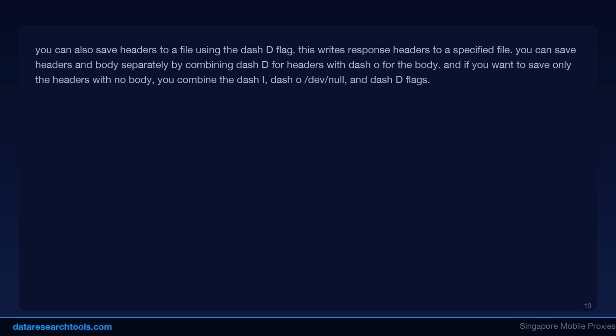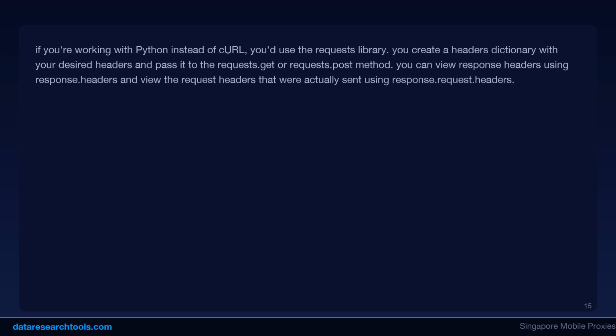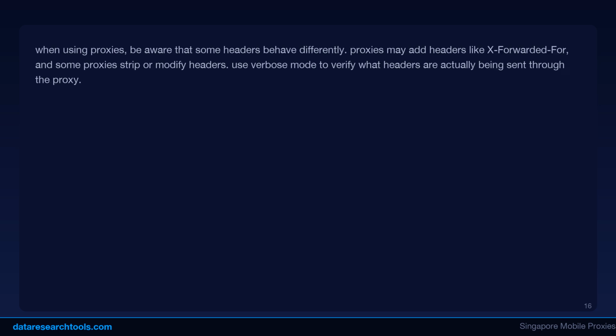Some advanced techniques include following redirects with the location flag while preserving headers, using compressed responses with the compressed flag, setting timeouts to prevent hanging requests, and using proxy headers to route requests through proxy servers for scraping. For proxy integration with cURL, you can specify a proxy server using the proxy flag. For authenticated proxies, include the username and password. SOCKS5 proxies use a different flag, and you can set proxy-specific headers separately from the target server headers.